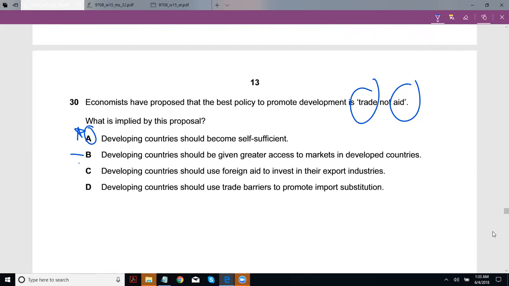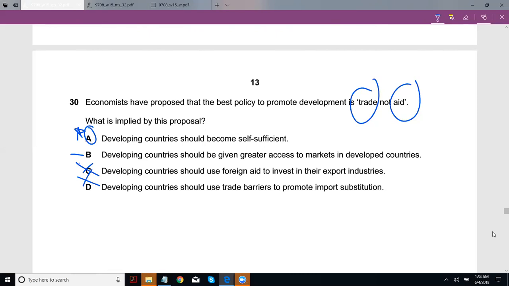Developing countries should use foreign aid to invest in their export industries. Well, not really. They said they shouldn't. You shouldn't use aid at all. You should use trade instead of aid. Developing countries should use trade barriers to promote import substitution. No, what they mean is to develop through globalization and trade liberalization, not to close off. So guys, what do you think, Ankit?